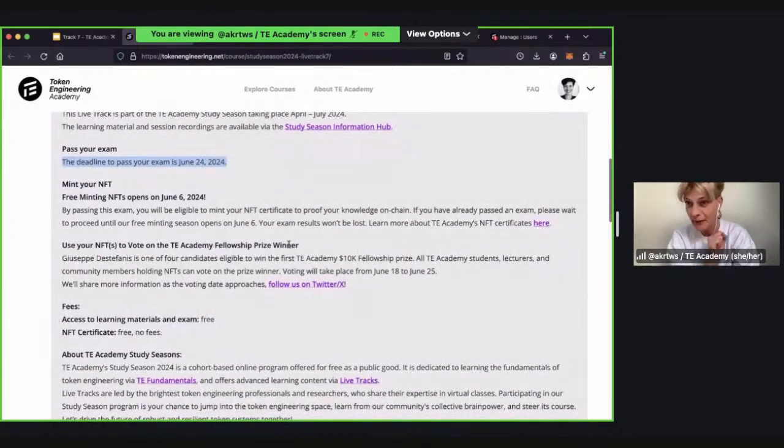Okay, and then most importantly, with your new NFT in your wallet, you'll be eligible to take part in the voting for the fellowship prize winner. So we have this 10K reward for the fellowship prize winner. We have the 4 candidates, Giuseppe being one of them, and we want to award the live track the community found most valuable and help the award winner to continue research and continue contributing to the field.